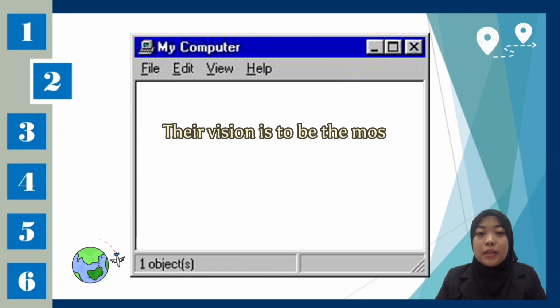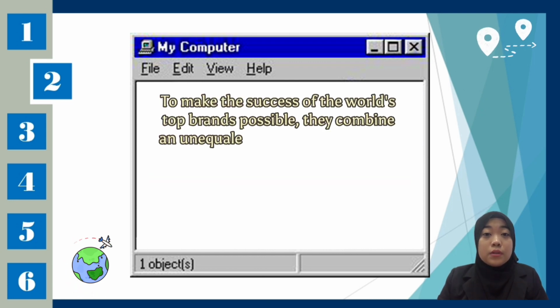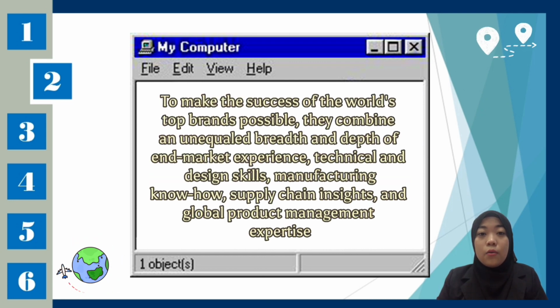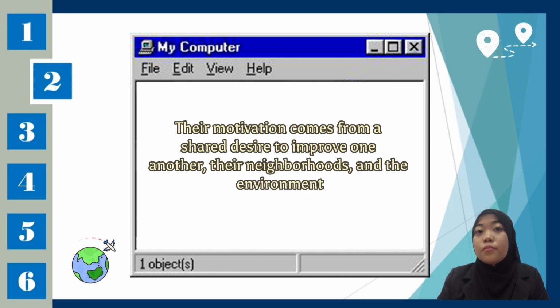Their vision is to be the most dependable and cutting-edge supplier of production solutions. To make the success of the world's top brands possible, they combine an unequaled breadth and depth of end market experience, technical and design skill, manufacturing know-how, supply chain insight, and global product management expertise. Their motivation comes from a shared desire to improve one another, their neighborhood, and the environment.